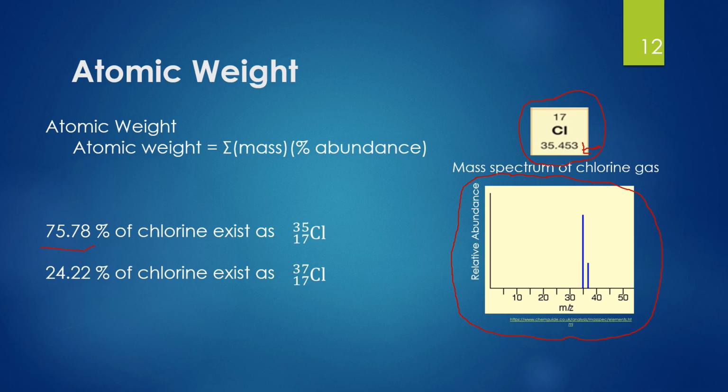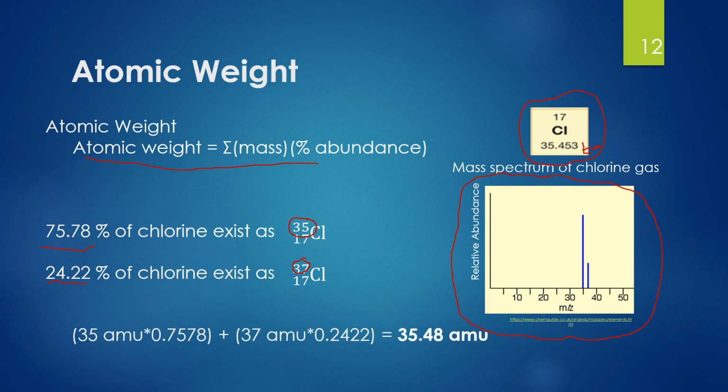So the results say that 75.78% of all chlorine atoms exist with a mass number of 35. The remaining chlorine atoms, so 24.22%, exist with a mass number of 37. So we use these values in a calculation using the equation above to figure out the atomic weight that is present on the periodic table. You can see a sample calculation below.